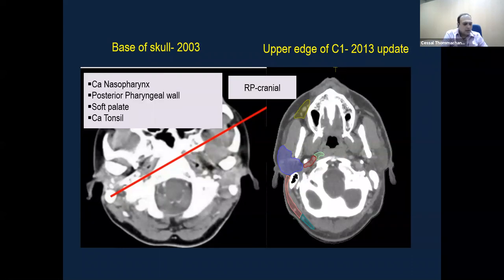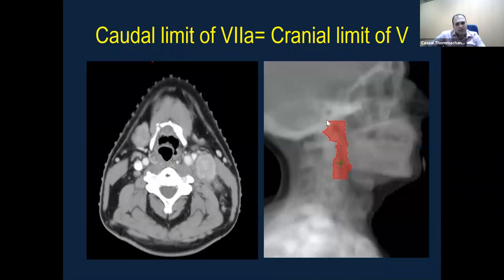Now coming to the last nodal station I want to discuss, the retropharyngeal lymph nodes. They extend from the upper edge of the C1 vertebra to the cranial limit of the hyoid bone, as I have already told you. The inferior limit of the retropharyngeal nodes is the same as the cranial limit of level 5, that is, the cranial limit of the hyoid bone. In the 2003 publication, the upper limit was the base of skull. In the 2013 update, the cranial limit is the upper edge of the C1 vertebra. So the retropharyngeal nodes extend from the cranial limit of C1 to the cranial limit of the hyoid bone.